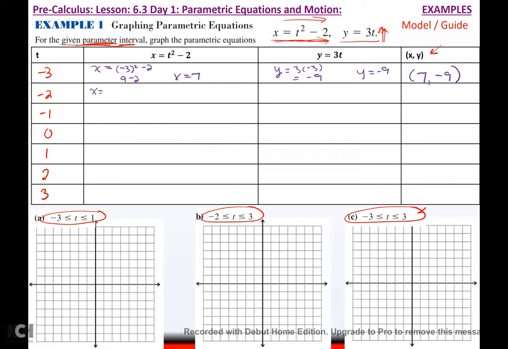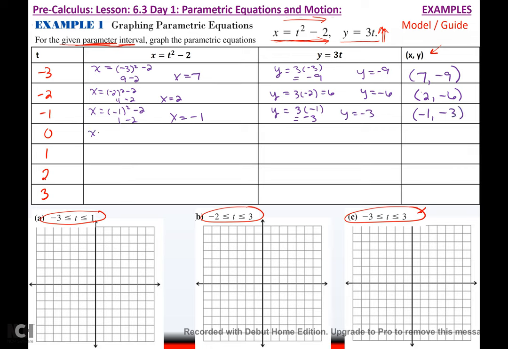So when t is negative 2, x equals negative 2 squared minus 2, that's 4 minus 2, so x is 2. y equals 3 times negative 2, which is negative 6. So that ordered pair is 2, negative 6. Next, when t is negative 1, x equals negative 1 squared minus 2, which is 1 minus 2, which gives me x equals negative 1. And y equals 3 times negative 1, which is negative 3. So that rectangular coordinate is going to be negative 1, negative 3.